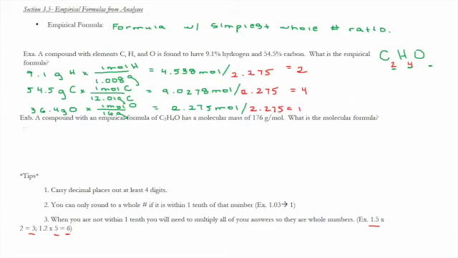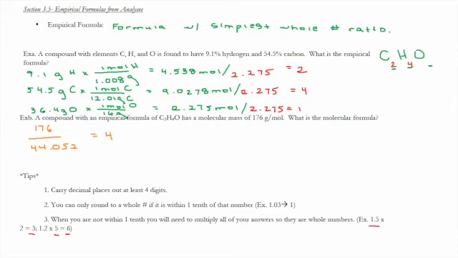Now, here it says a compound with an empirical formula of C2H4O, which is what I got, has a molecular mass of 176 grams per mole. What is the molecular formula? So what you're going to do is take the molar mass, which is 176, and divide it by the molar mass of your empirical formula. The molar mass of your empirical formula for C2H4O is 44.052, and that's going to give you a whole number. And in this case, I get 4.